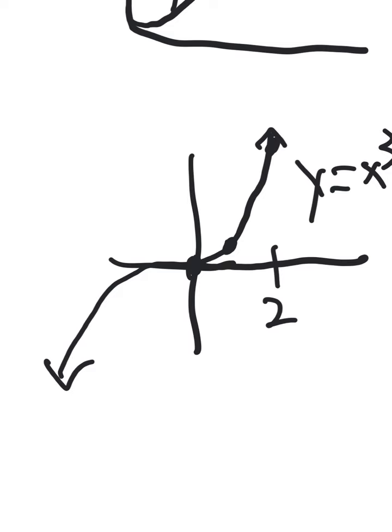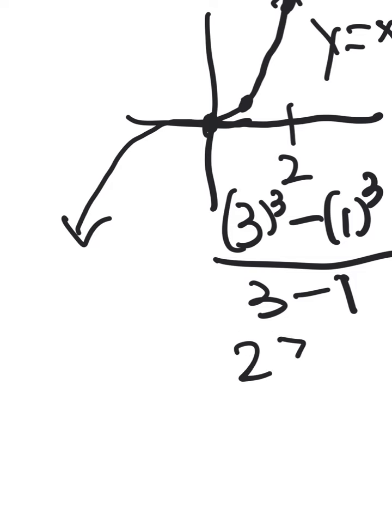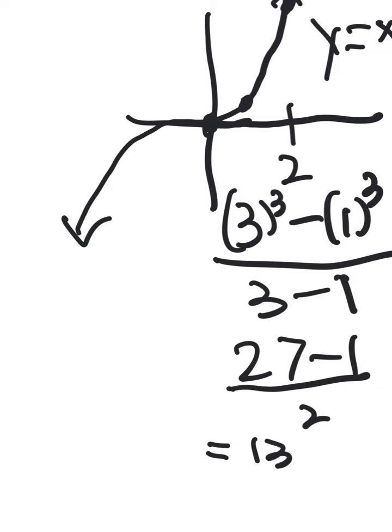But to find the average rate of change between 3 and 1 and find the slope of the secant line, we just use what we learned in algebra classes. We'll do delta y over delta x like we did before. So 3 cubed minus 1 cubed over 3 minus 1. And then that'll be 27 minus 1, which is 26, over 2. And 26 over 2 is 13. Now, that's just an approximation. That's not the actual slope of the line at this point.